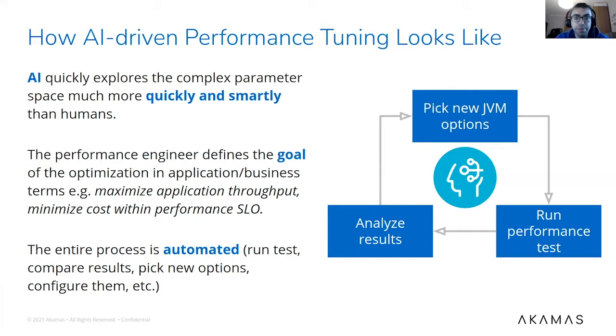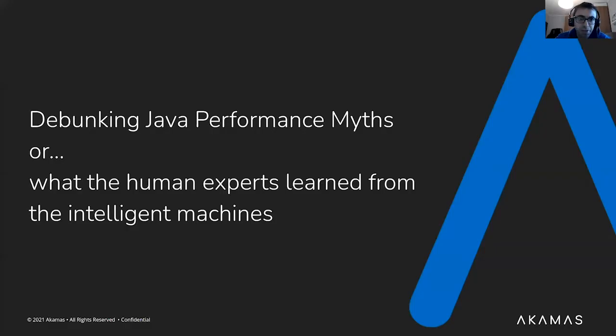Not only that, the AI optimization process can really become goal-driven, where the goal could be a business or an application metric that we want to minimize, like the cost, or maximize, like the transactions per second of our services. So now we are ready to start debunking our Java performance myths. At Akamas, we have used AI to optimize hundreds of Java applications, and we got some very unique and interesting evidence in this process. So let's see what we as performance engineers can learn by looking at the results AI was able to achieve.